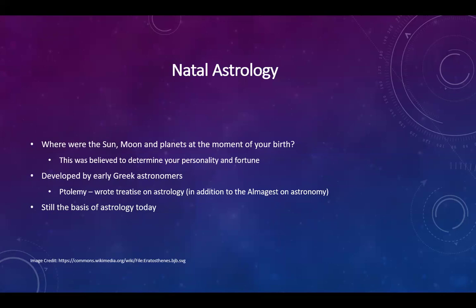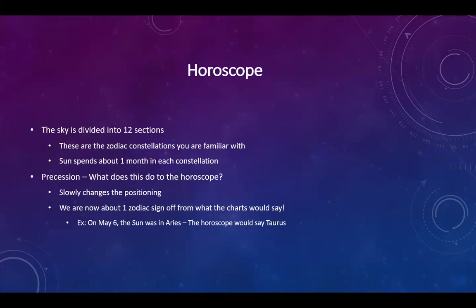And this ancient Greek model is still the basis of astrology today, though much weakened. So your horoscope that you can see is very simplified. They divide the sky into 12 sections. These are the zodiac constellations you're familiar with. The sun spends about a month in each constellation.